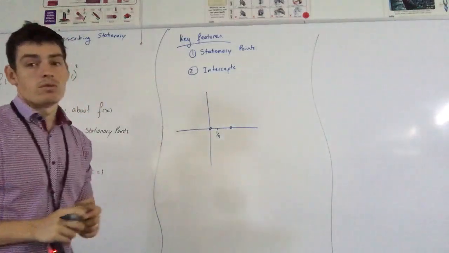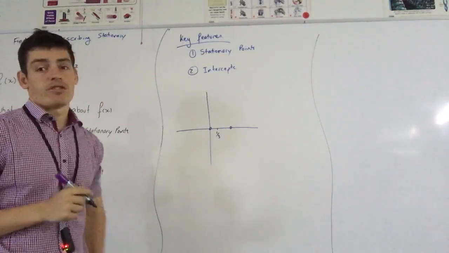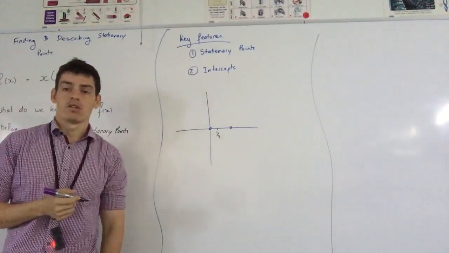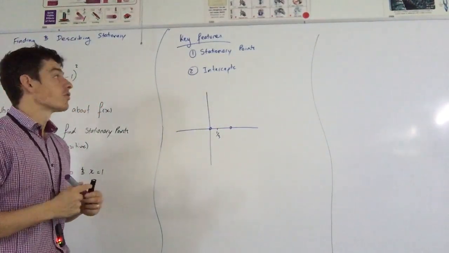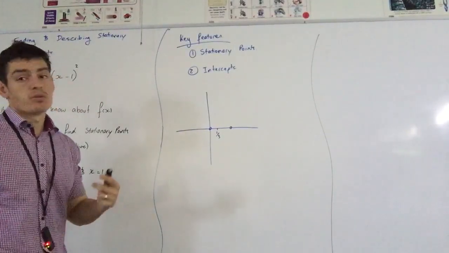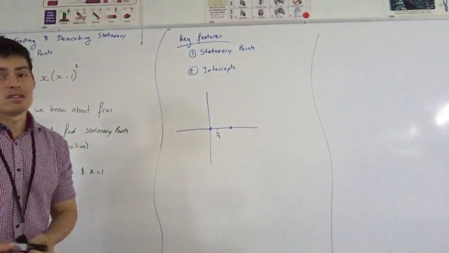Alright, so now we have to sketch our function and identify some key features. The first thing I thought I'd identify is what do they mean by key features? With most graphs, the key features are stationary points and intercepts. So we're looking for stationary points and intercepts.